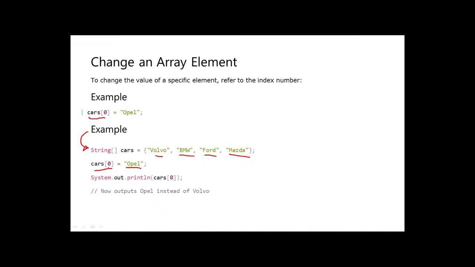Now the element whose index is 0 will have the value of Opel. And take note, this is the index 0. So, meaning it assigned Opel there. So, it will be overwritten, it becomes Opel. That is its new value. Okay? Because we assigned here a new value for index 0. And then we print index 0, the output is not anymore Volvo, but it will output Opel. That's the new value of the index 0 because we assigned it here the newest value at index 0.